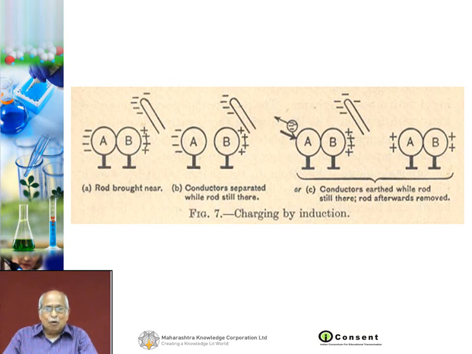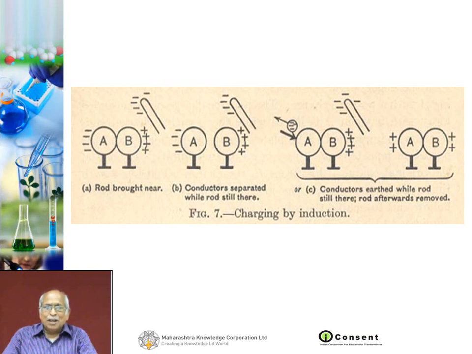So positive charge still remains on sphere B on the surface close to the plastic rod. Negative charge still remains on sphere A on the surface away from the plastic rod. There are two possibilities. One way is, as before, negative charge on metal sphere A can be removed by connecting it to the ground.